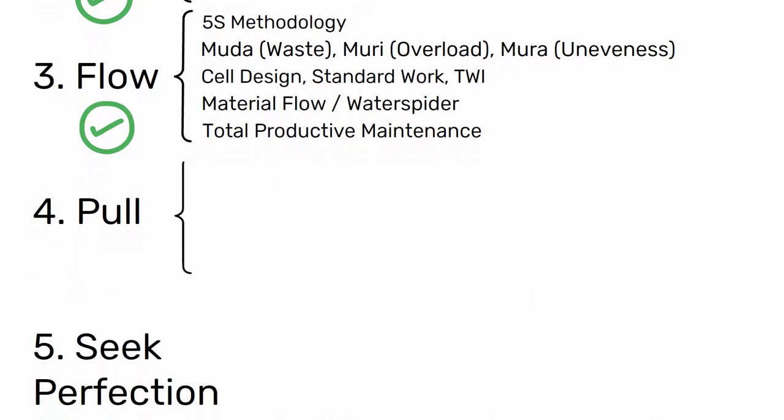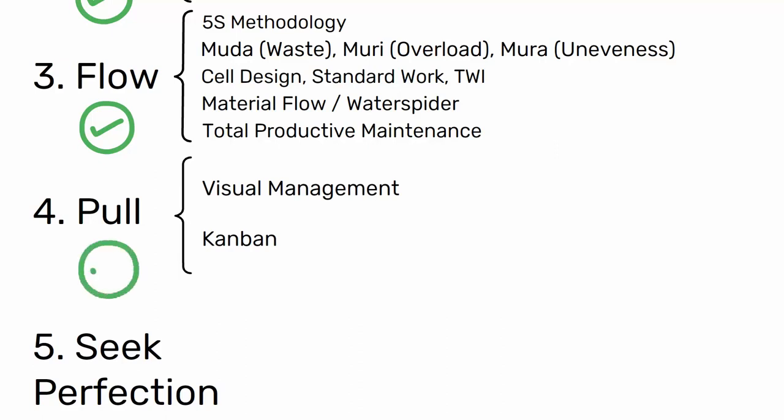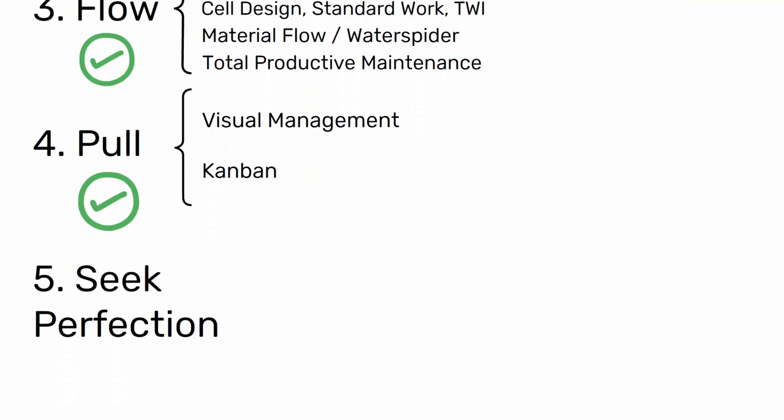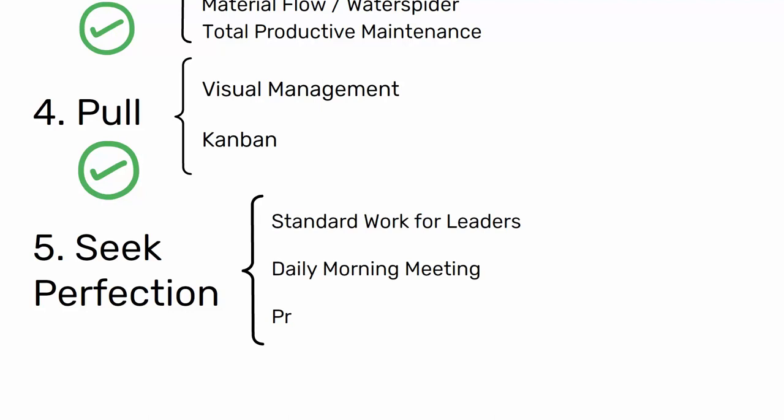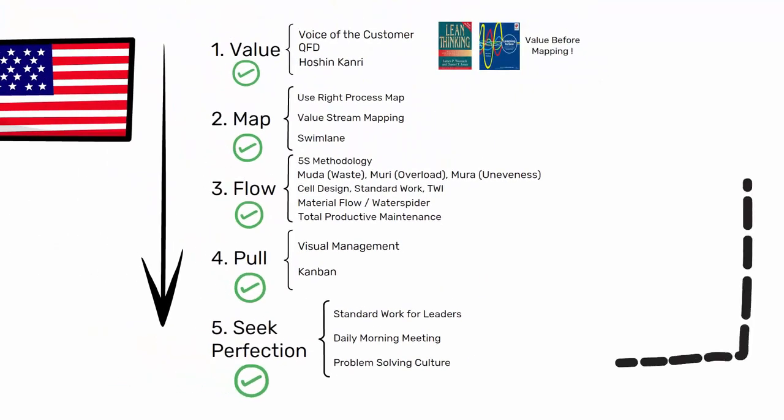The tools used to implement pull are visual management and Kanban. You have reached the final step, seek perfection. The seek perfection phase is also called continuous improvement or Kaizen. To develop this last point, a standard work leader, a daily morning meeting, and a problem-solving culture must be established. After a first cycle on a selected product family, the process starts again on another product family and also starts again on the product family it started with.